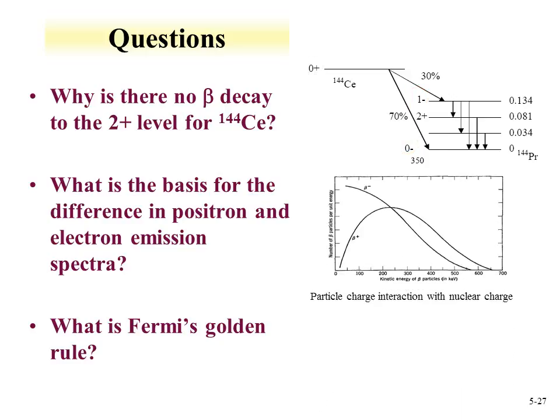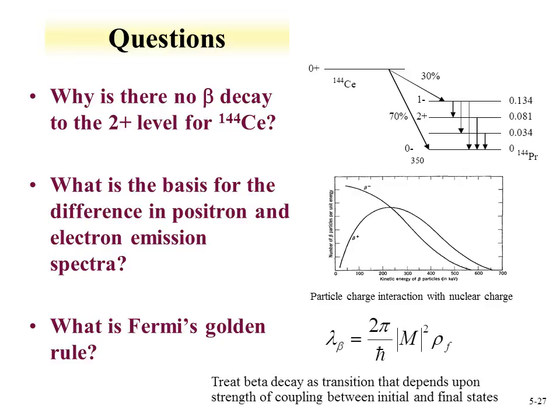Okay, what is the difference in positron and electron emission spectra? A great example is shown here with copper 64. We see that the beta minus particle, the overall energy is less than the positron. This has to do with the particle charge and the particle charge interaction with the nuclear charge. Fundamentally, the positron, positive, gets repelled by the positive charge of the nucleus and has more energy as it leaves the nucleus.